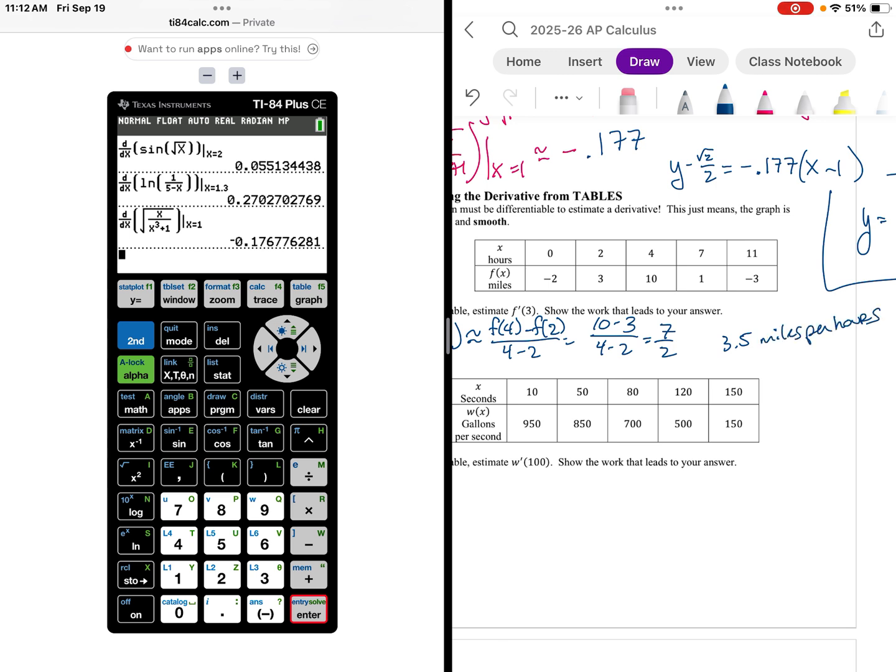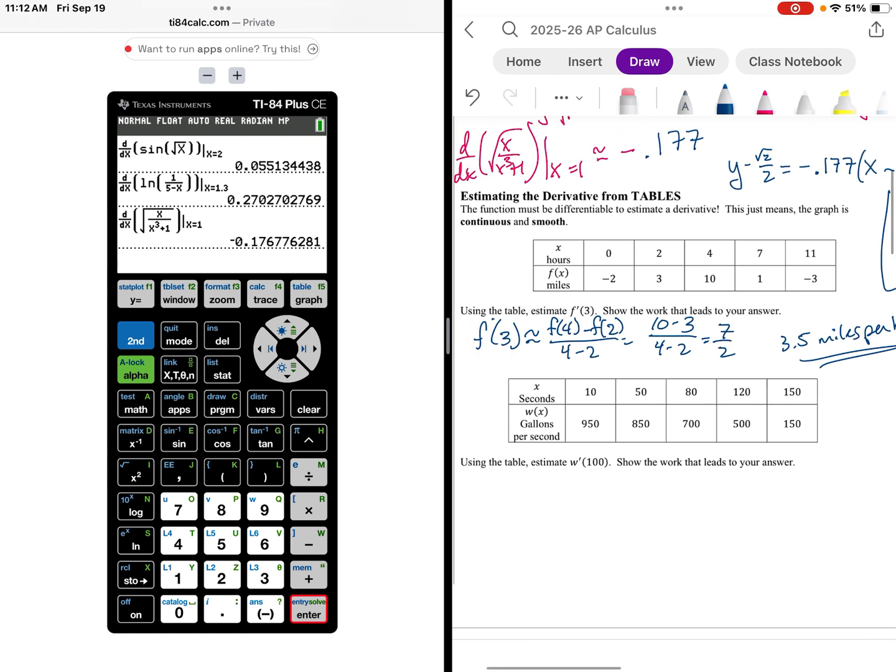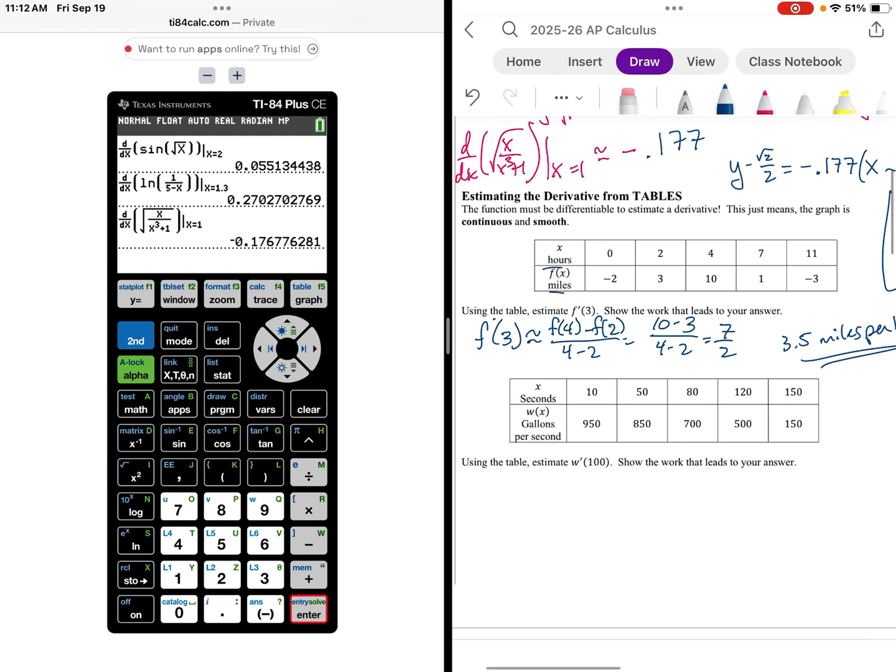So always make sure we put units on when they have context in a table, because usually it's a point off if you don't put units on there. On the next one, same thing, estimate what w prime of 100 is, and show your work that leads to it. So w prime of 100 is equal to, let's see, where 100 would be in there.